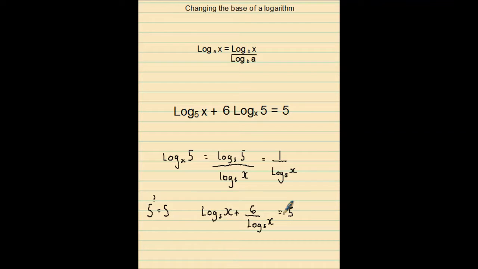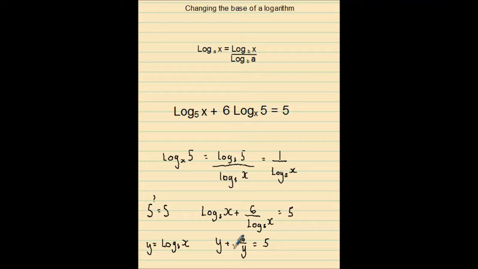Now, quite a slick technique here is to make a substitution. Set y equal to log to the base 5 of x. So it becomes y plus 6 over y equals 5. And you're going to solve that. It shouldn't cause you any difficulties. We'll multiply the whole of the left by y and the whole of the right by y. And once again, you will end up with a quadratic with 2 solutions.